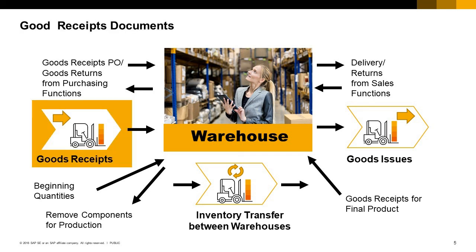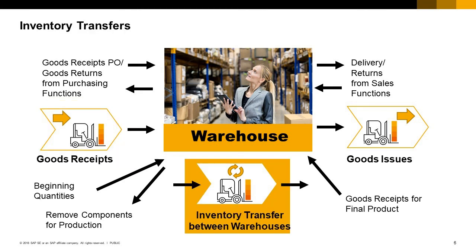Goods receipt documents are used for receiving inventory that is not purchased or produced. One example might be receiving a sample from a vendor for inspection. You choose to receive it into the warehouse on a goods receipt rather than on a goods receipt PO because the item is not relevant for pricing or purchasing analysis reports. Inventory transfers are used to move stock between warehouses.